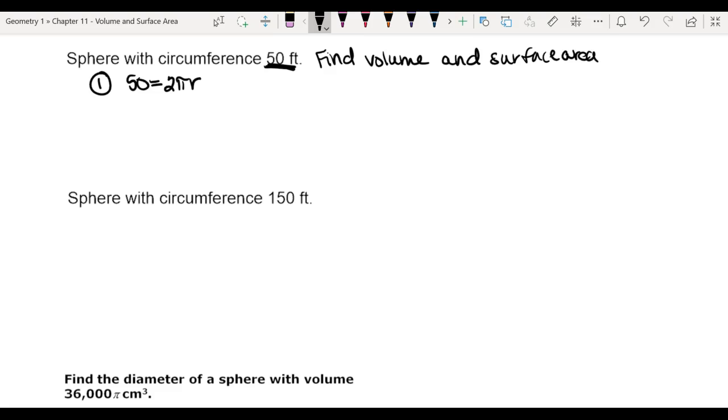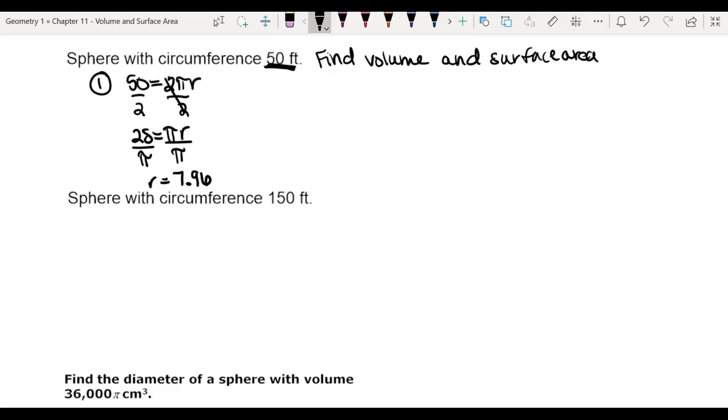You would divide each side by 2. That causes the 2 to cancel, so 25 equals pi r. And then when you divide each side by pi, you get a radius equaling, and I'm going to use my pi button, 7.96. So 7.96 is my radius. Now if you rounded that to 8, I'm okay with that. Just make sure you show your work as you're rounding. But I'm going to round it to 7.96.